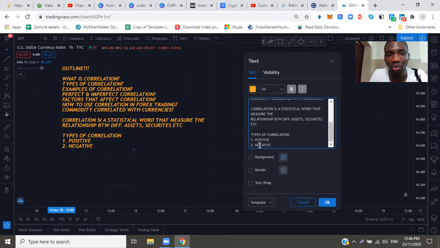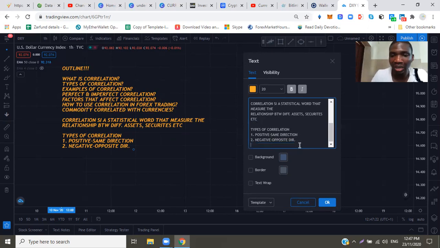So that's what we are talking about, positive and negative. Positive being that they go in the same direction. Negative is an opposite direction. So the same direction and opposite direction. That is what we're talking about when we say it's positive or negative.